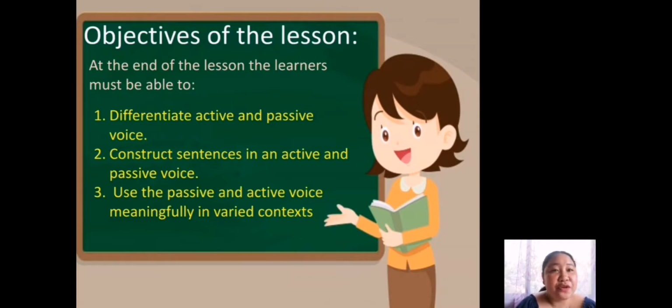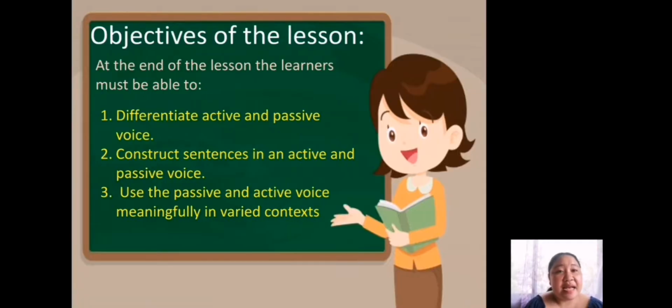Our objective for this lesson. At the end of the lesson, the learners must be able to, number 1, differentiate active and passive voice. Number 2, construct sentences in active and passive voice. Number 3, use the passive and active voice meaningfully in varied contexts. What do you think is an active and passive voice? Okay, let's see.